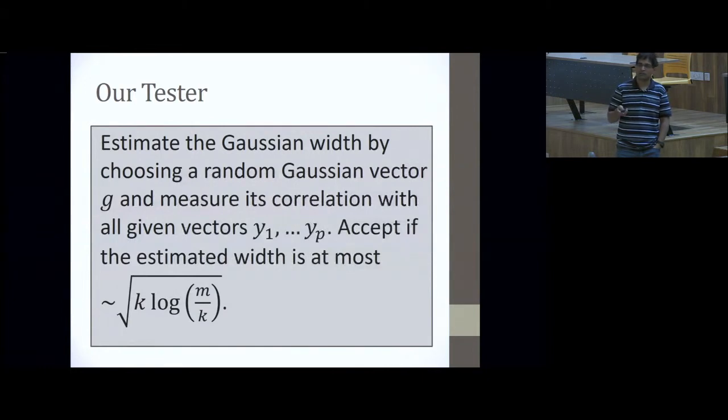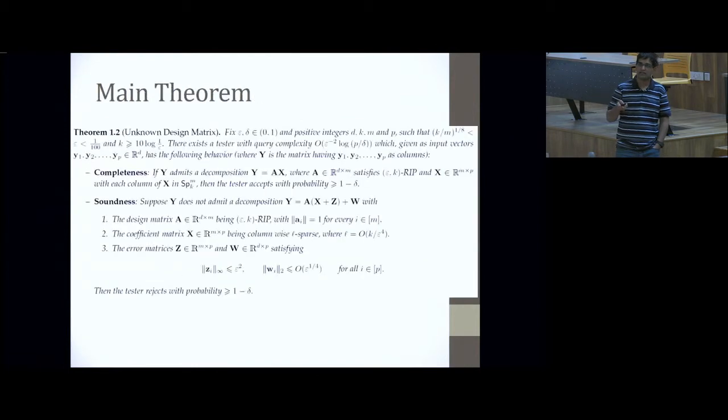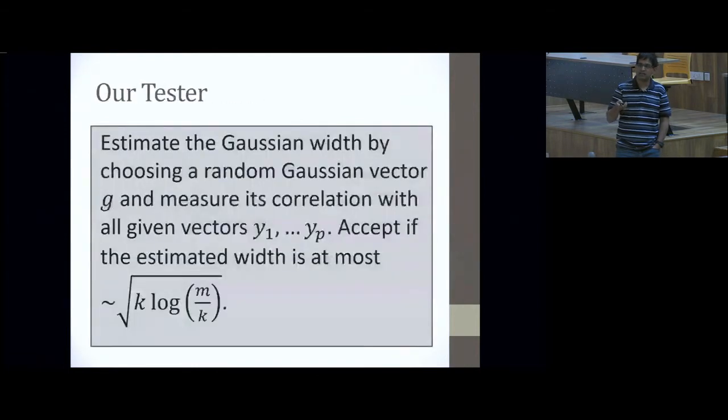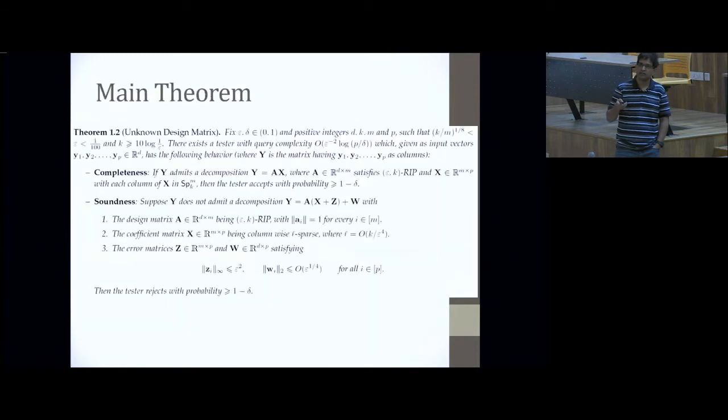Just to recap, what this is saying is that if the set of vectors has a sparse representation, then it has small Gaussian width, and also the other way around: if it has Gaussian width of this order, then your set of vectors can be written in this form. So it has an approximately sparse representation.